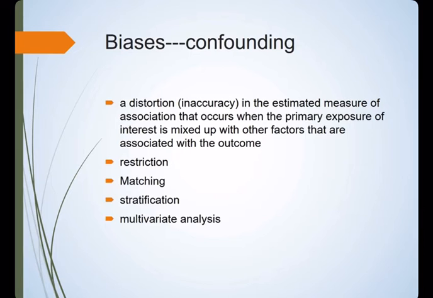The last type of bias is confounding bias. Confounding is a distortion or inaccuracy in the estimated measure of association that occurs when the primary exposure of interest is mixed up with other factors that are associated with the outcome.